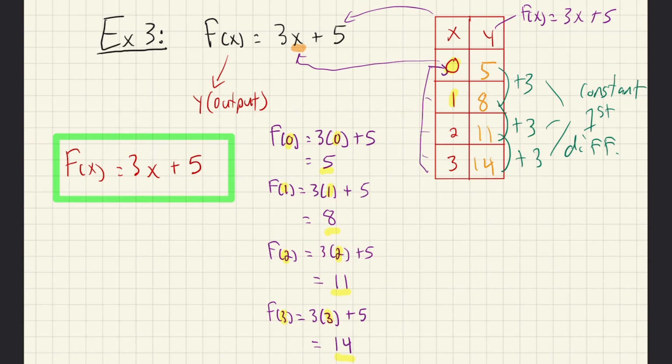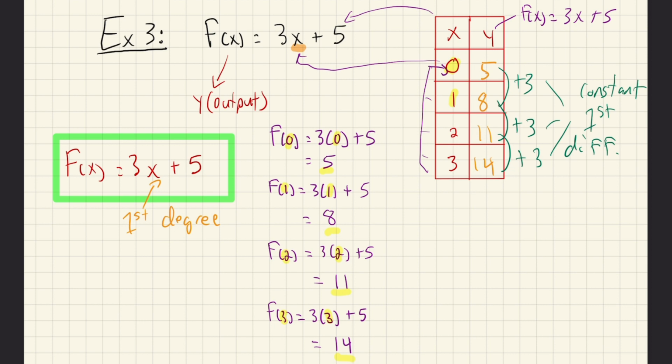Now, when I look at the actual equation, I can see here that this is to the first degree. If it was to the second degree, remember that second degree looks like this, x to the 2, and a third degree would be like x to the 3. But this is a first degree, so that also qualifies as a linear function.